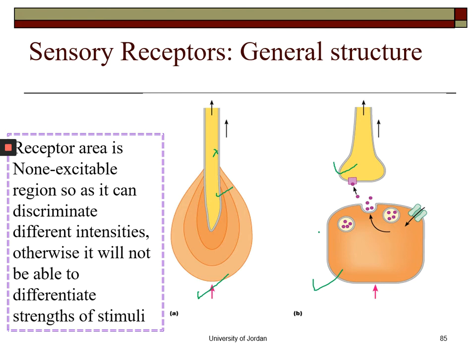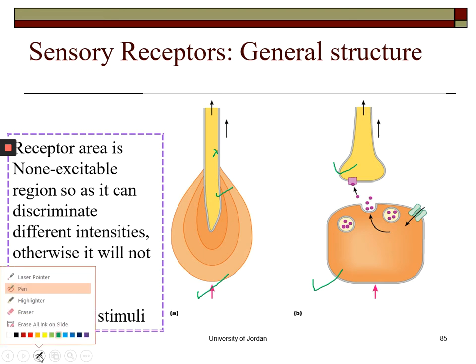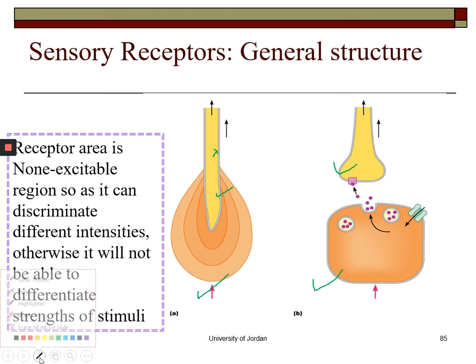It limits the maximum rate of impulses that might be transmitted through the afferent neuron. So here the receptor area, whether this area or this area, in both cases, is non-excitable. Why? To discriminate different intensities. Otherwise, it will not be able to differentiate the strength of the impulse.